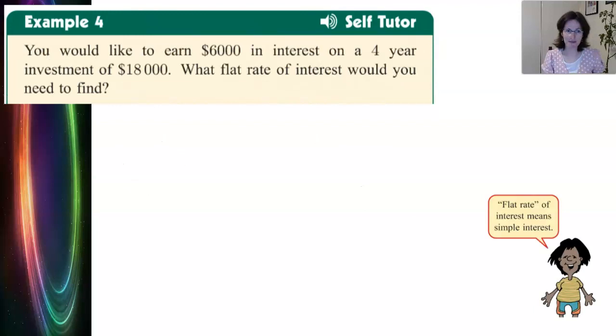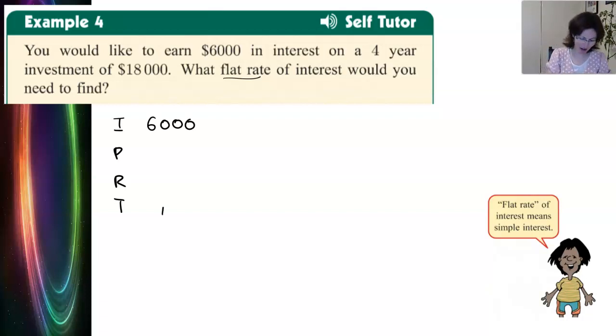Next question. It says flat rate, so then we know it's simple interest. So let's write down the letters on the side, IPRT. So you would like to earn $6,000 in interest. Aha, that's the interest amount. Let's put that in for I. On a 4-year investment, 4, that's the time, of $18,000. Oh, the investment is $18,000, so that's the principal amount.